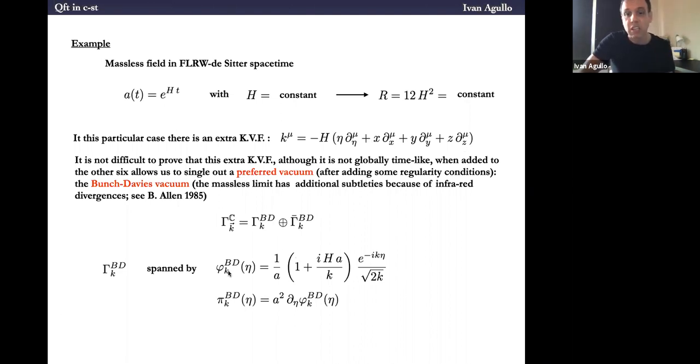The Bunch-Davies vacuum is selected by this concrete phi of k. For each k, it is the same no matter the direction, so it's going to be isotropic. This is a concrete combination of k, H, and a. These modes span the positive norm subspace, and the conjugates span the negative norm subspace. And therefore, they define a complex structure and a vacuum, which is fully characterized by these mode functions, the Bunch-Davies modes.